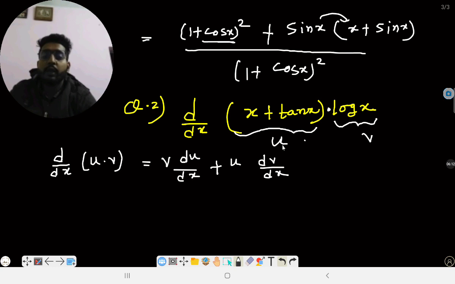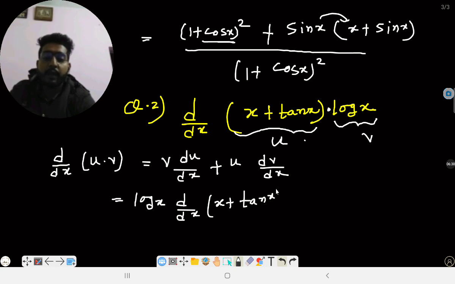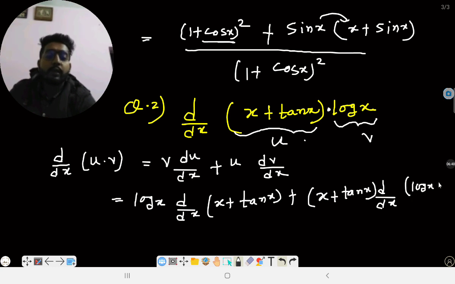Okay, now here we can see what is u and what is v. Here my function u is x plus tan x, and the v here is log x. So here we can write like this: log x into the derivative d/dx of x plus tan x, plus u, u is here x plus tan x, into d/dx of log x, like this.